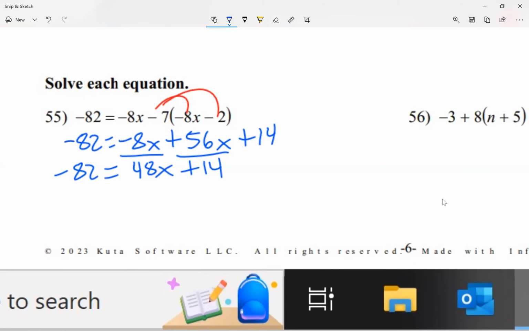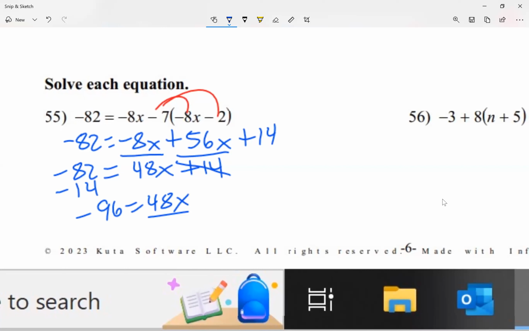Because it's the equal sign, it doesn't matter if the x is on the left or the right side. Let me leave it on the right side. This plus 14, let me move it to this other side as a minus 14. So that gives me that -96 is equal to 48x.